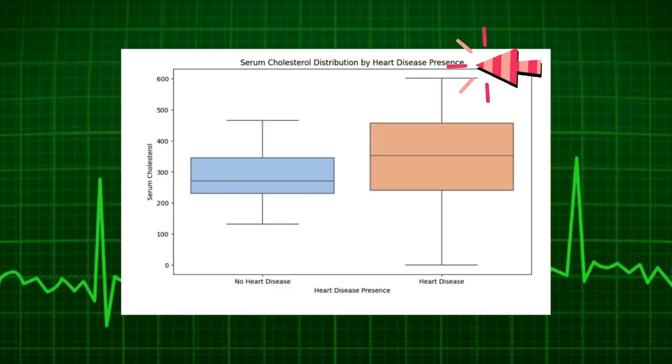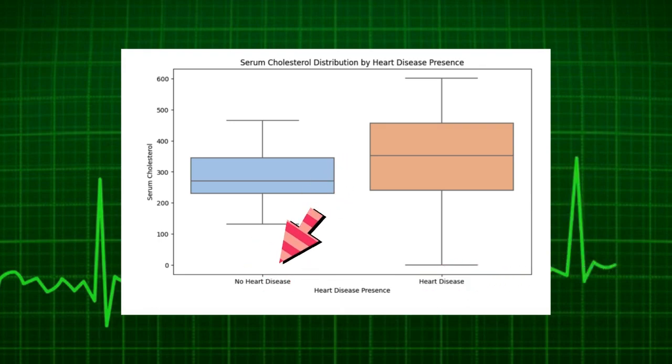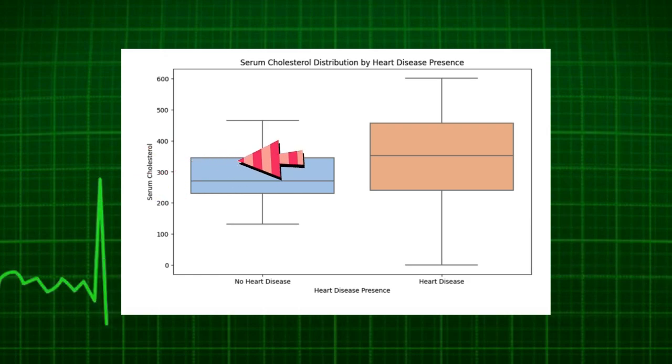The box plot compares serum cholesterol levels between patients with heart disease and those without. The x-axis categorizes the patients into two groups: no heart disease and heart disease presence, while the y-axis shows the serum cholesterol levels. Each box plot shows the distribution of serum cholesterol levels for the respective group.